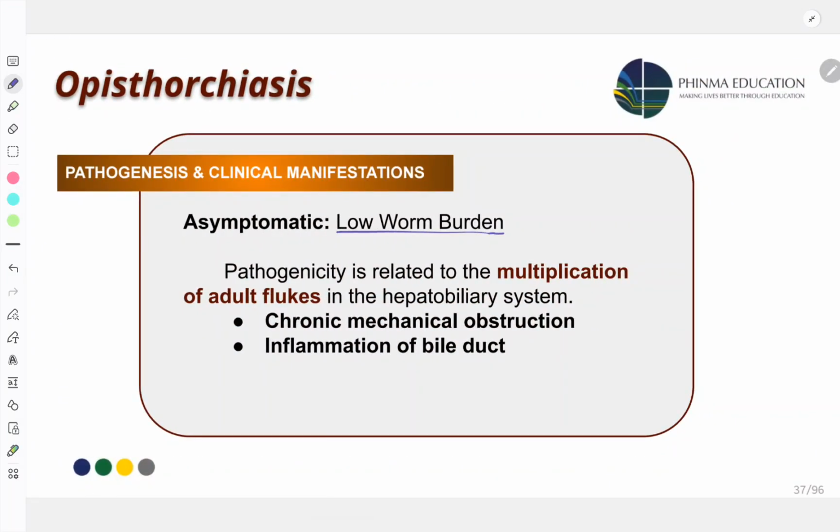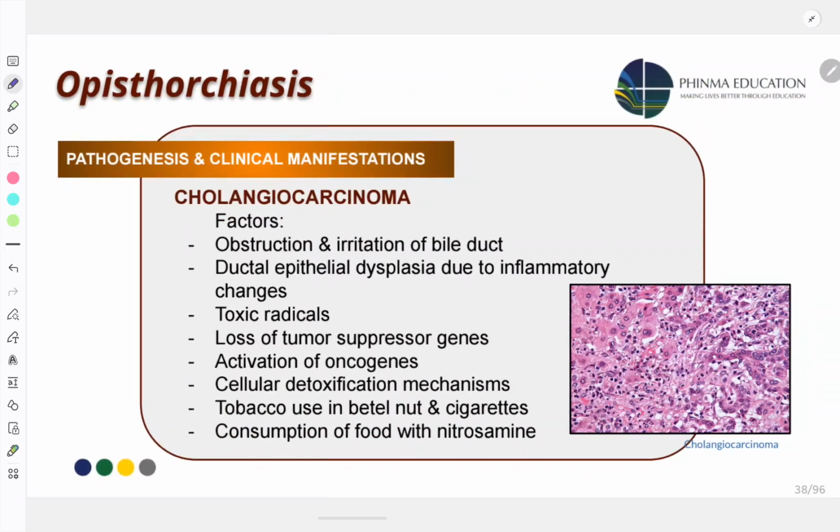It is the same as with Clonorchis: if the worm burden is low, meaning there are only a few adult worms, it is asymptomatic. Pathogenicity is related to the multiplication of adult worms in the hepatobiliary system. The more adult worms, the more severe the signs and symptoms, the same as with Clonorchis. It is also the same via mechanical obstruction. They block your bile duct and inflame it. So basically the same as Clonorchis.